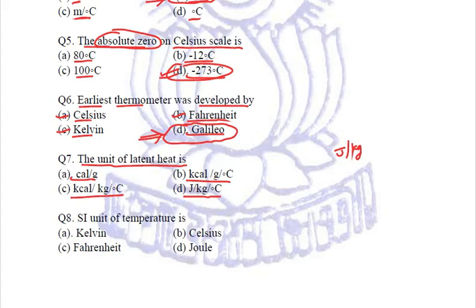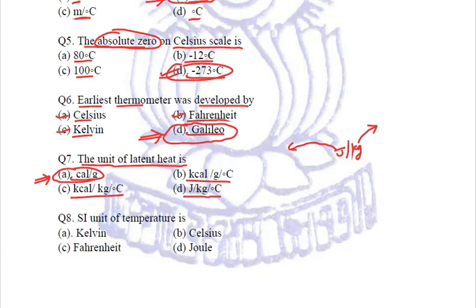So out of these we will find the value calorie per gram, because calorie is the lower unit of heat. Instead of writing joule we can write calorie, and instead of writing kilogram we have used the smaller unit, that is gram. So in these we will mark the A option, calorie per gram, to be the correct answer.